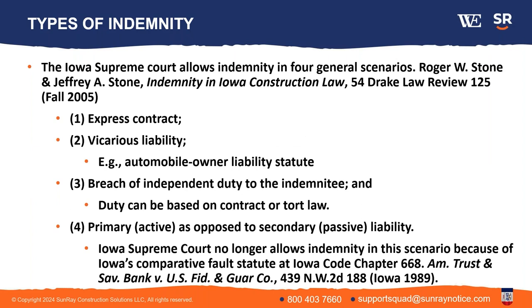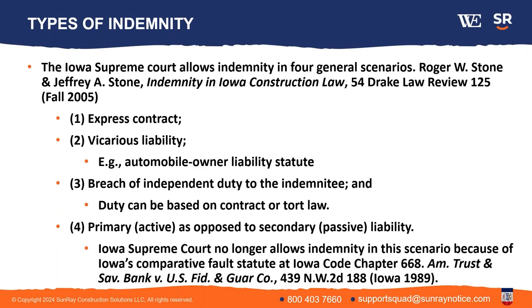Okay, so in Iowa, the Iowa Supreme Court allows indemnity in 4 general scenarios. And one of those is express contract. And again, that's the most common that you're going to see in the construction context. The standard form contracts, AIA, the other ones have standard indemnity obligations, and they essentially exist in pretty much everything that I see. It would be the rare case where you don't have an indemnity provision in a construction contract. The second general area is vicarious liability.